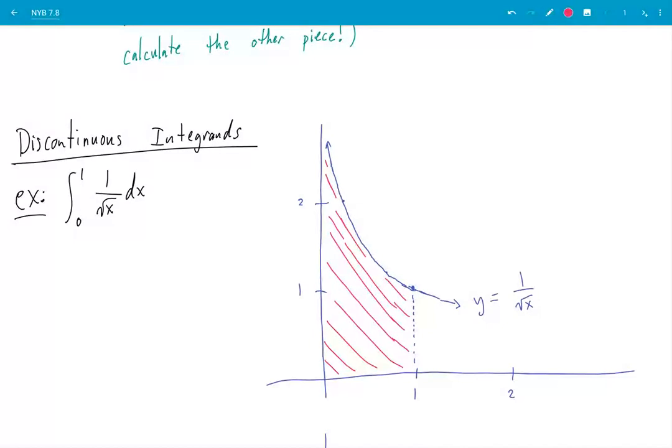Okay, pause and copy. Now we're going to do something different. We're going to look at not infinite intervals, but functions that have an asymptote, which appears somewhere in this interval.